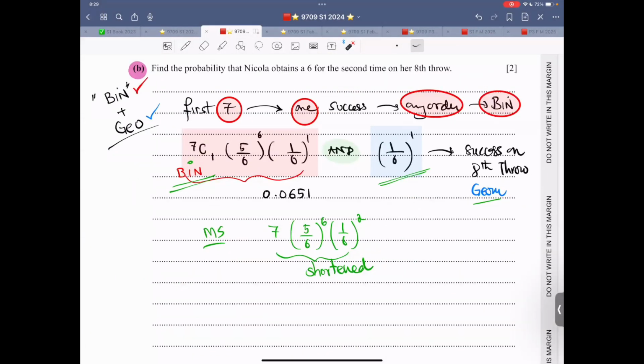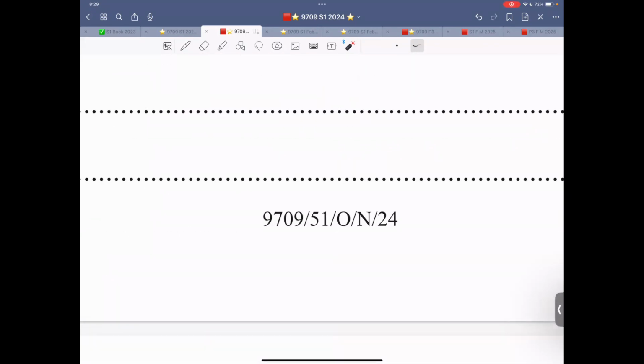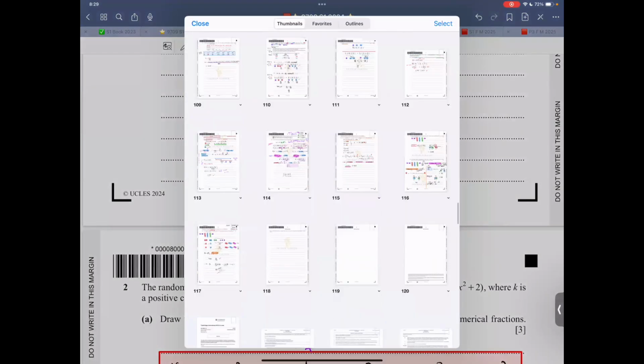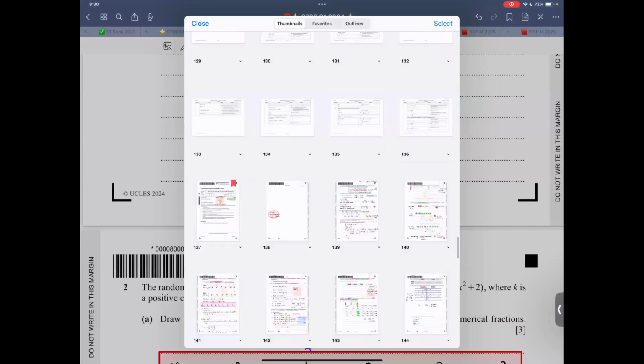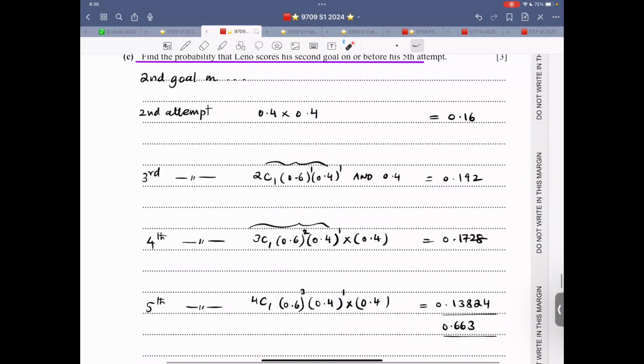Find the probability Nicola obtains a 6 for the 2nd time on her 8th throw. So the 8th throw, that is success on 8, that is geometric, just as it is. And out of these 7, you use binomial. So which paper is this? This is October, November 2024, variant 51. So remember this paper. And if anyone has not watched the video as yet, do go ahead and watch this video so that you would have a clarity in working with this. And it also appeared, I think, last year also.